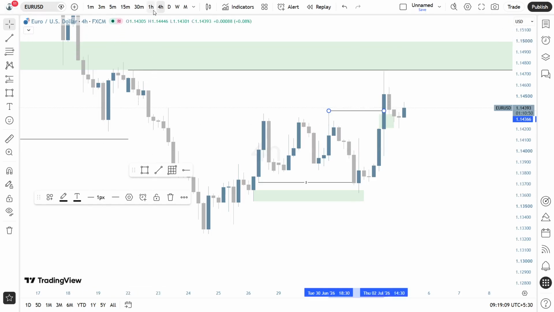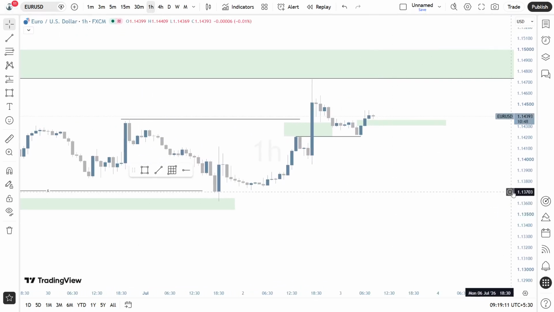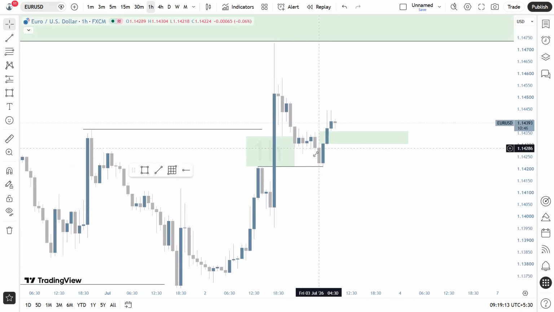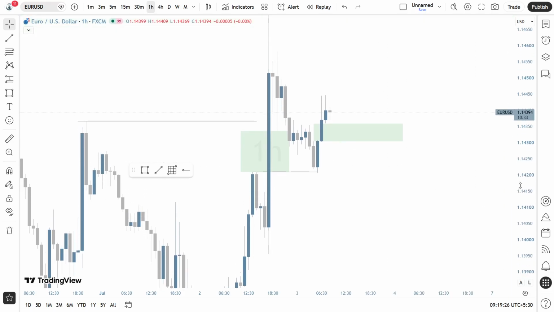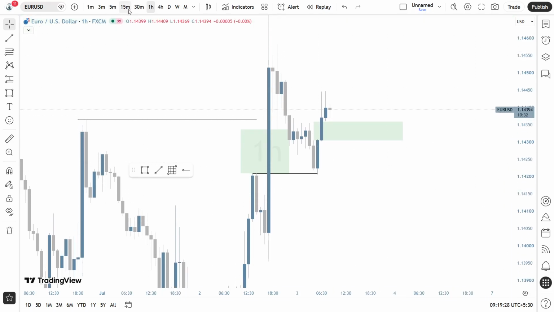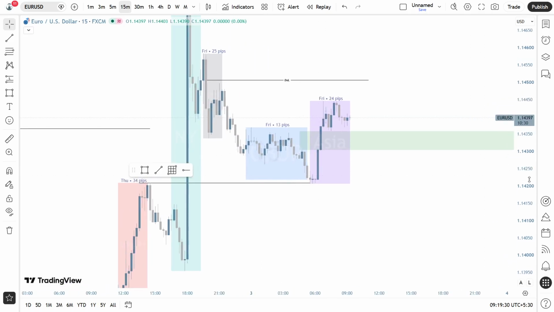Now let's move to the 1 hour. As we move into the 1 hour, what we see is that this 4 hour FVG is being respected by the price, and we sprung up right after tapping this order flow, and currently we are having this 1 hour FVG. Now let's move to the 15 minutes to set our bias.